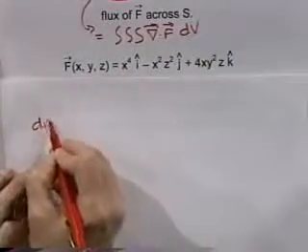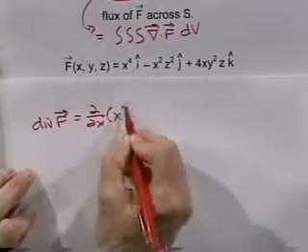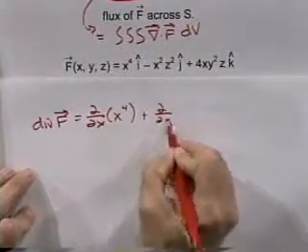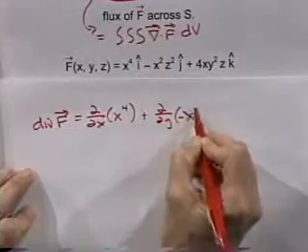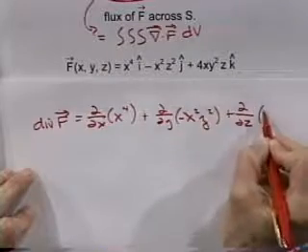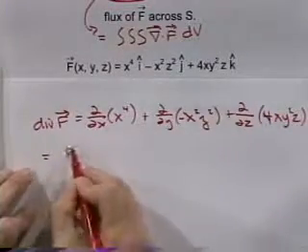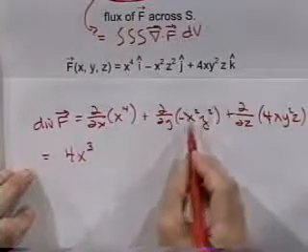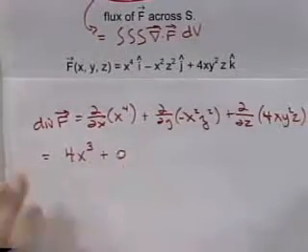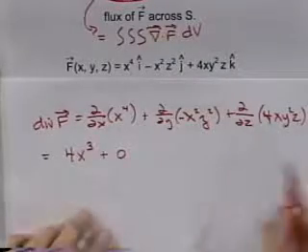My divergence of f, which you could also write that way, is partial with respect to x of x to the 4th plus partial with respect to y of minus x squared z squared plus partial with respect to z of 4xy squared z. So it looks like I get 4x cubed. That with respect to y, that one's easy. That's a 0. And the partial of that with respect to z is 4xy squared.